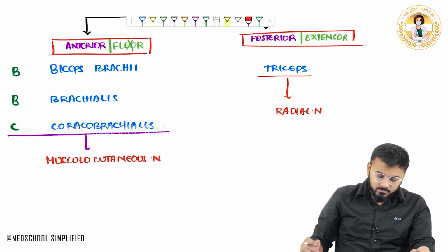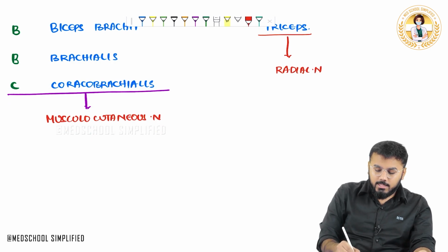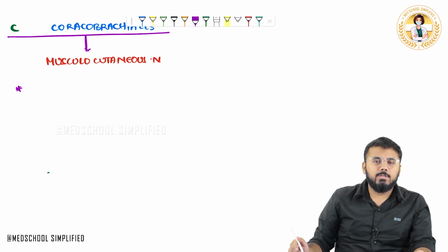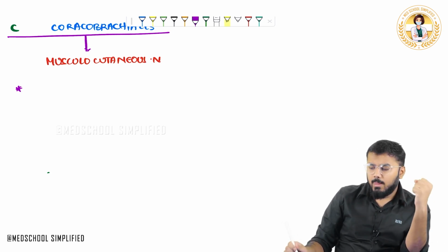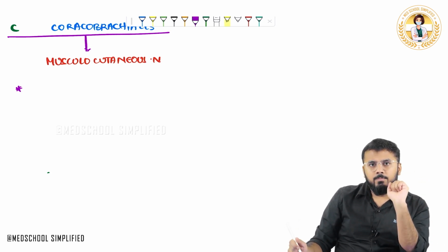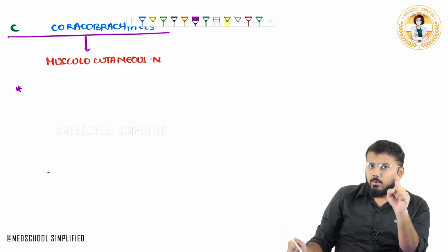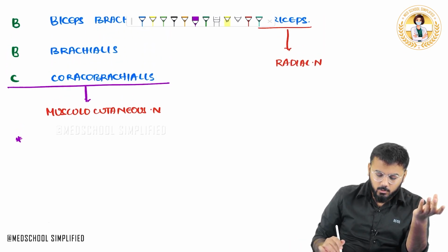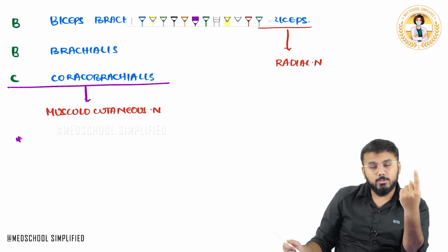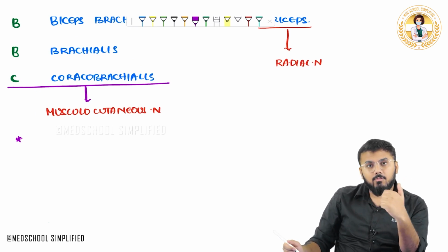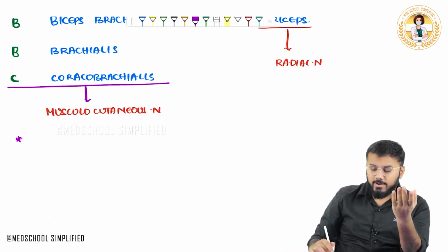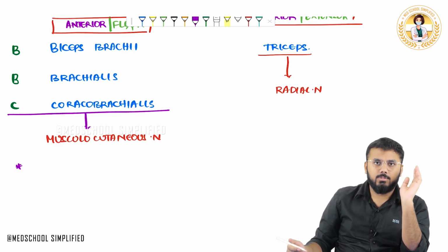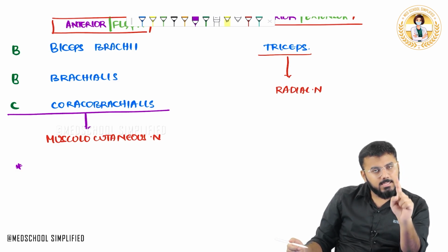Now, one very important thing you need to understand is the definition of a hybrid muscle. What is a hybrid muscle, guys? Every muscle is innervated by only one nerve. For example, coracobrachialis is innervated by one nerve, musculocutaneous. The radial nerve will not come and innervate it. In the same way, triceps is innervated by the radial nerve. The musculocutaneous nerve will not innervate triceps. So every muscle is innervated by a single nerve.